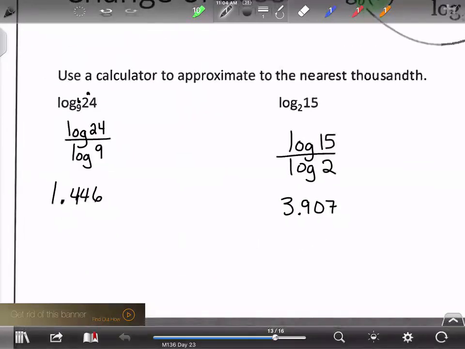Questions on these? There's at least 2 questions on your next test where you have to do this. You've got to know how to type these in your calculators and get the correct answers.